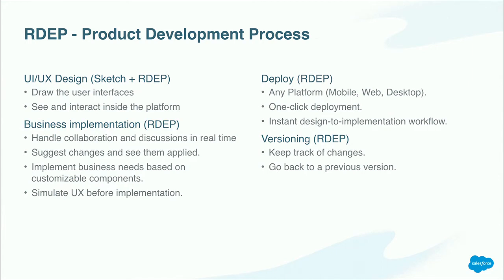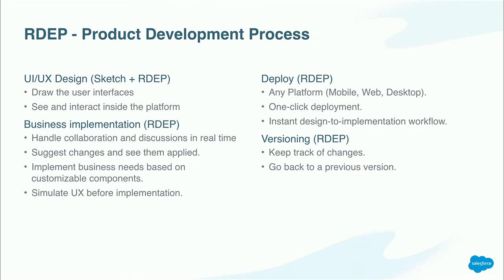How do we do that? Everything starts when our graphical designers go to Sketch, which is a graphic design program. And with that and a plugin, they start building the user interface. Inside RDP, business stakeholders, developers, testers, everyone involved in the project start discussing those designs, start planning out the user experience, and suggest changes, see them applied on the fly, and can create even small user experience simulations, even before implementation.